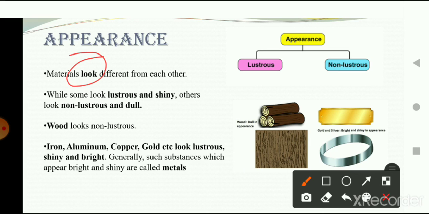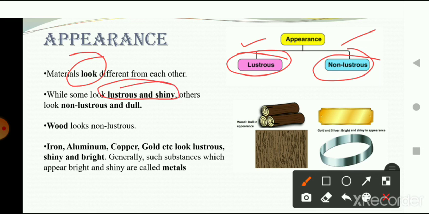According to appearance, materials are divided into two further categories, that is lustrous and non-lustrous objects or materials. What are lustrous objects? Lustrous objects are those objects which have shine to them, and non-lustrous objects are those objects which do not have shine to them. Let's understand this with an example.